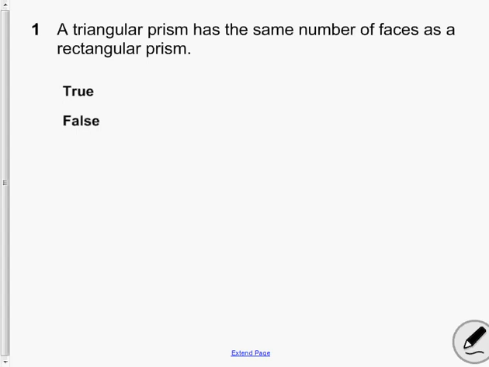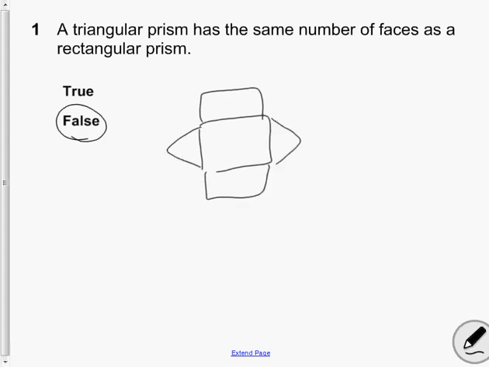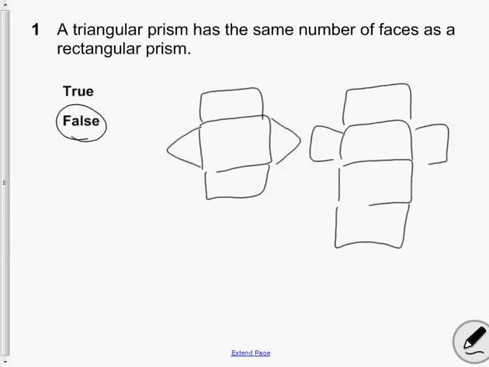Okay, so your first question says a triangular prism has the same number of faces as a rectangular prism. And the answer to this question is false. Because if you make the net of a triangular prism, you realize that it has 5 faces. And if you do the net of a rectangular prism, it has 6 faces. So the answer is false. They have different numbers of faces.